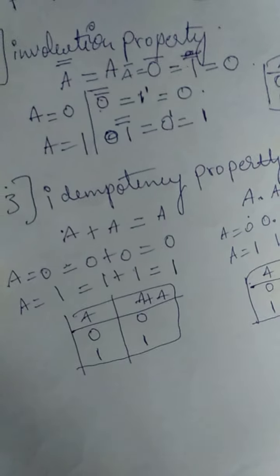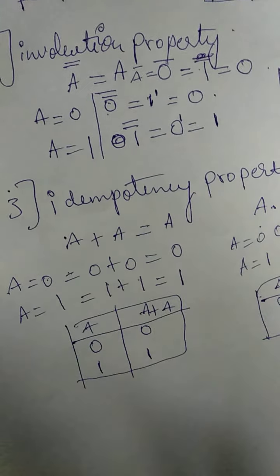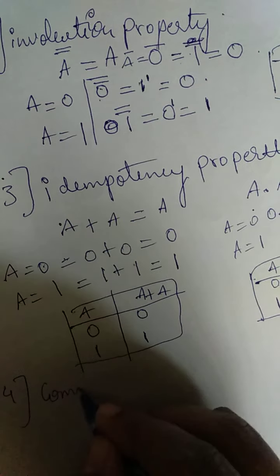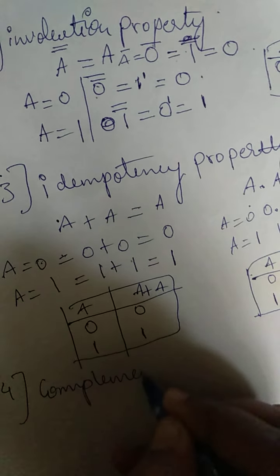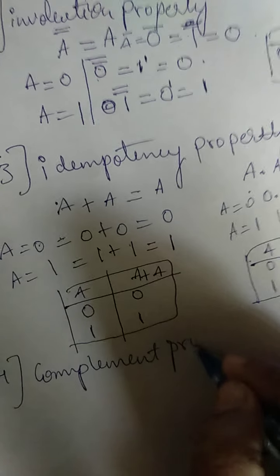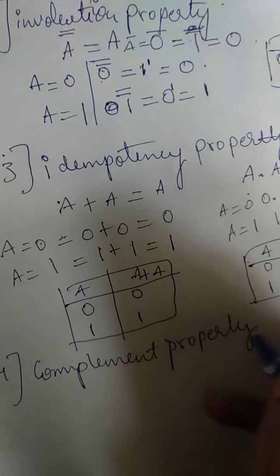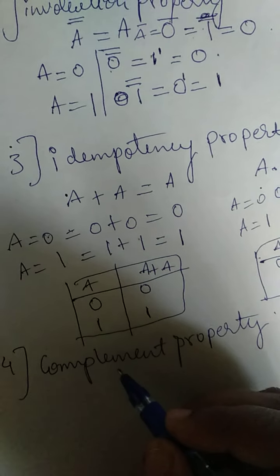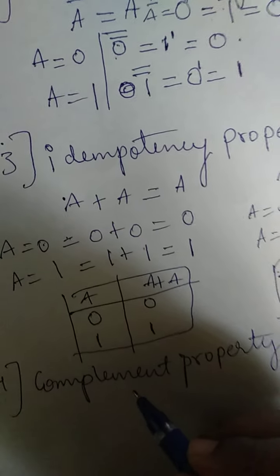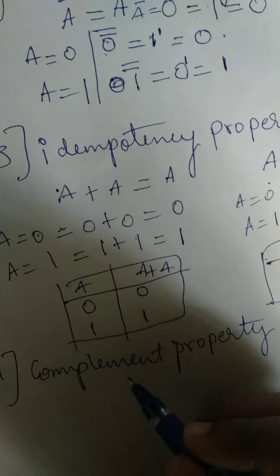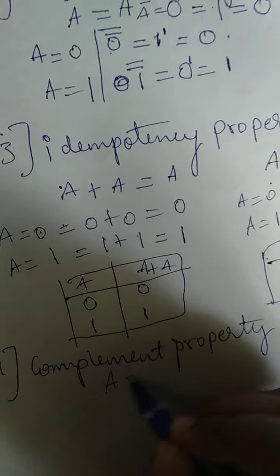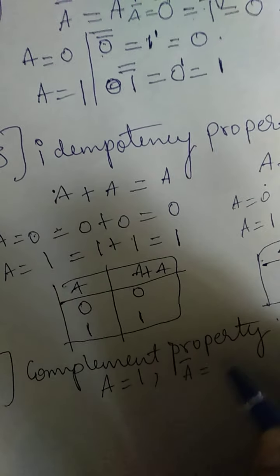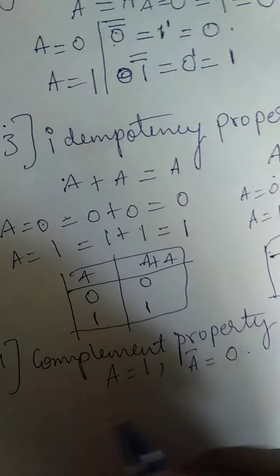So the next property is the complement property. The complement property is nothing but the complement of a given value. For example, a is equal to 1, then a bar of this is equal to 0. So let's see with the expression.